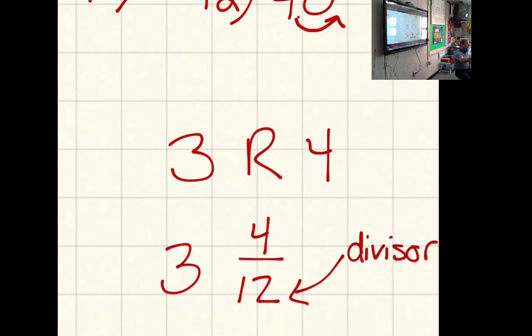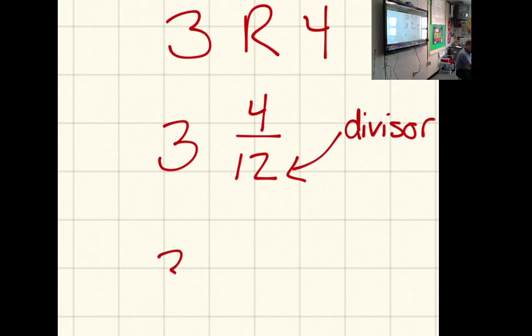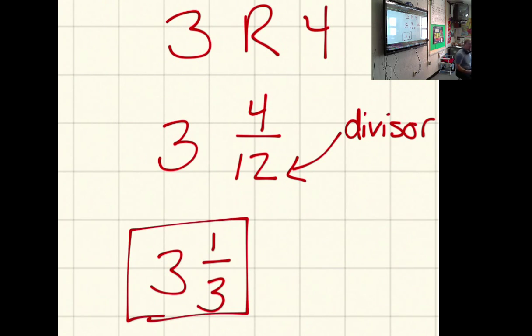Now, fantastic. Simplify the fraction. He already did it. 4 goes into 12, or 4 twelfths is the same thing as 1/3. So the best answer is 3 and 1/3. We would say that 1.2 goes into 4 3 and 1/3 times. That would be the best answer. Okay. That's not bad. Let's do another one.